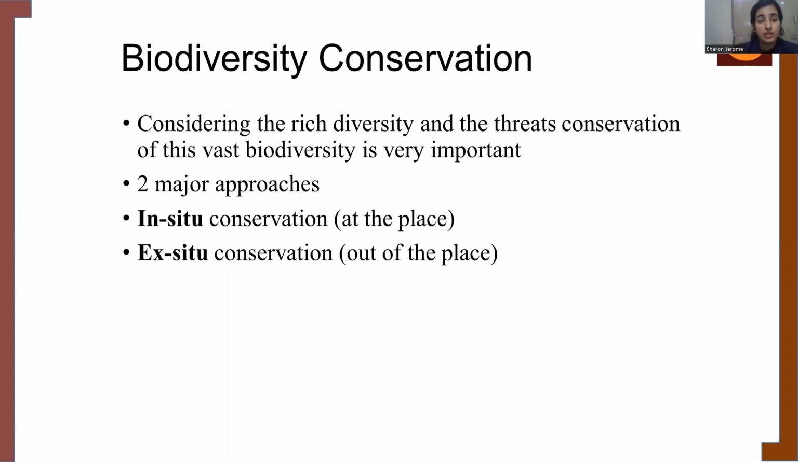Now, the next aspect that we should be looking into is biodiversity conservation. As we now know, biodiversity is nothing but the variety of plant and animal species on the earth or in a habitat. When there is a variety or richness of biodiversity, the threat is also more. So we need to conserve it. There are two approaches to conserve biodiversity: one is in situ and the other is ex situ. That is what we are going to look into.